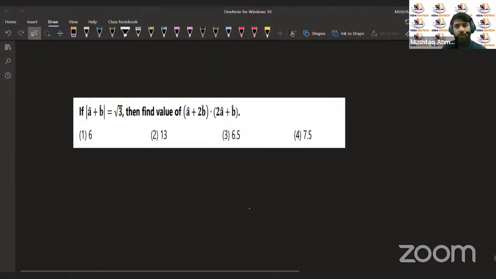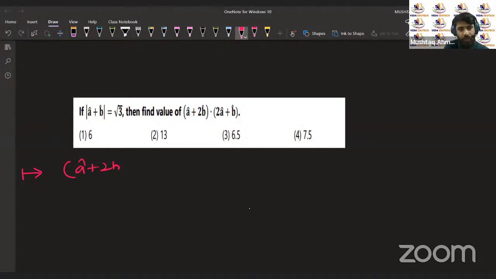So let's try to solve one more question here. The question is: the mod of a cap plus b cap is given as √3, and we have to calculate a cap plus 2b cap dot with 2a cap plus b cap, right? So the dot product that we have to calculate is a cap plus 2b cap dot with 2a cap plus b cap, and we have been given that the mod of a cap plus b cap is √3.